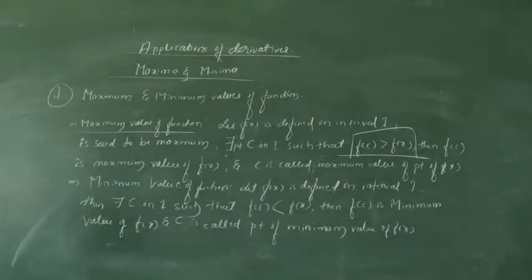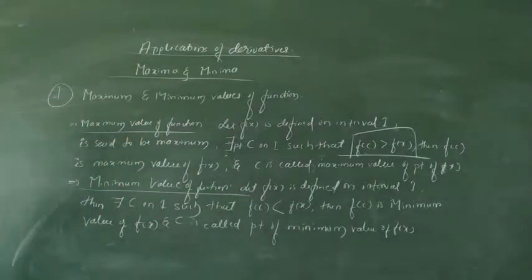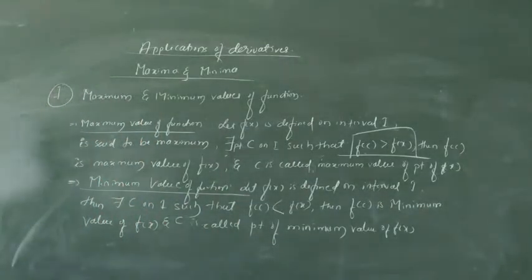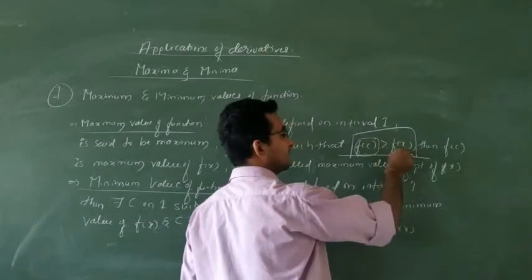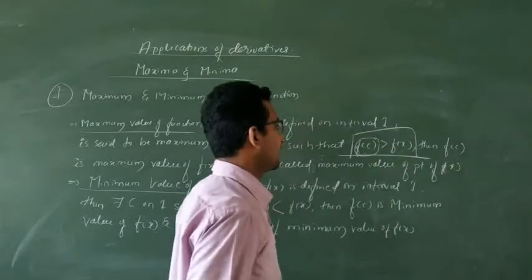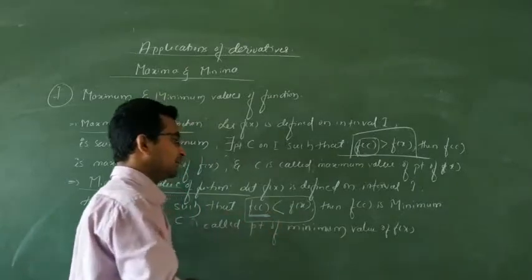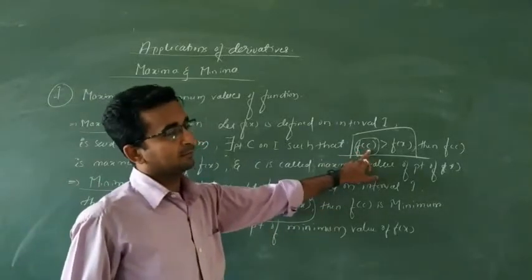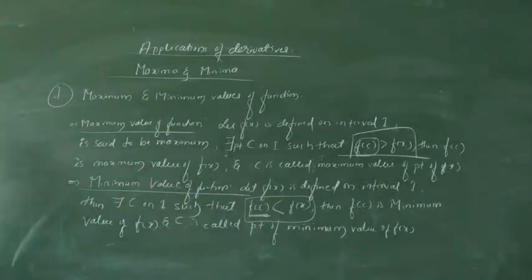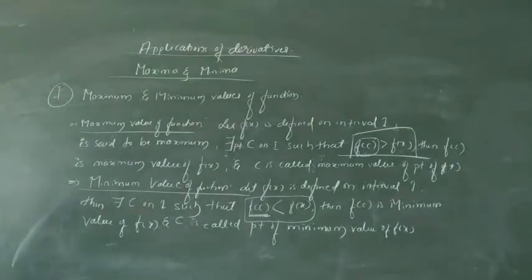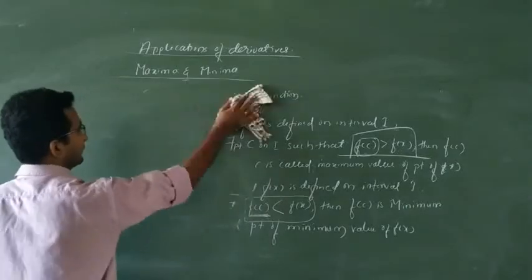By solving one example, you will come to know what is meant by the maximum value of a function and what is meant by the minimum value of a function. But you have to remember: when f of c is greater than f of x, it is a maximum. When f of c is lesser than f of x, f of c is the minimum value. When f of c is greater, it is the maximum value; when f of c is lesser, it is the minimum value. Okay.